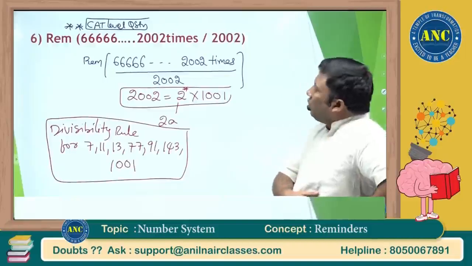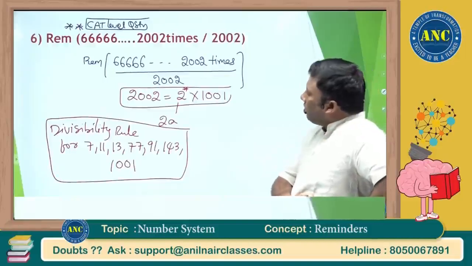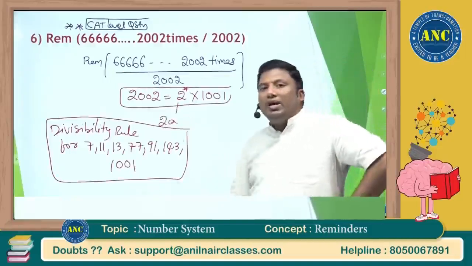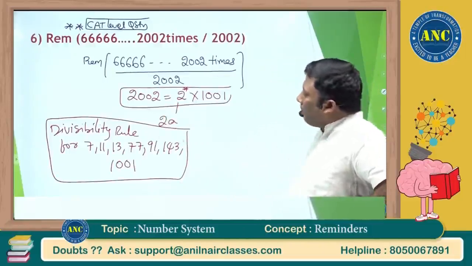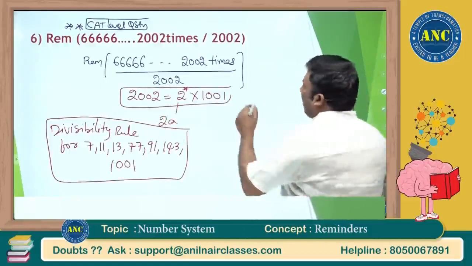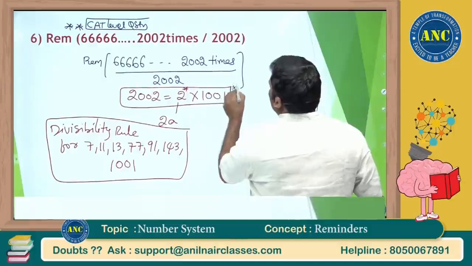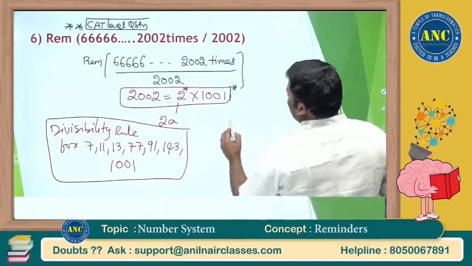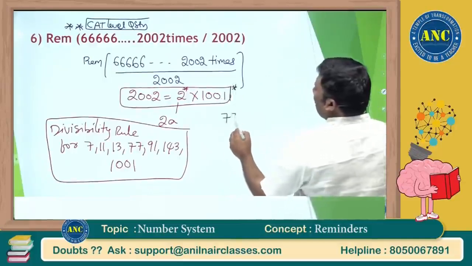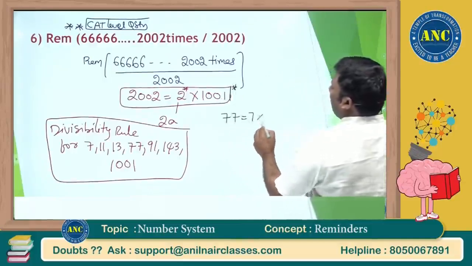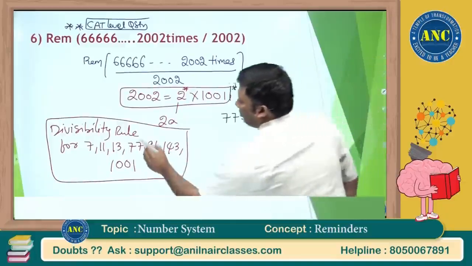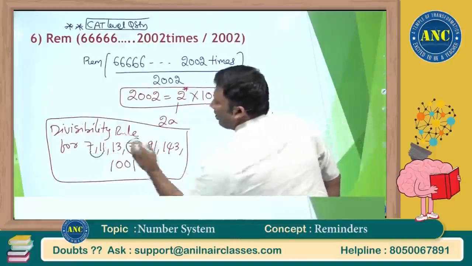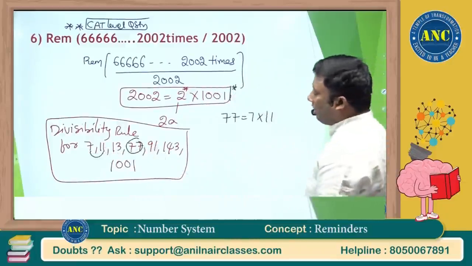2002 is 2 into 1001. 2 anyway, it is an even number. So perfectly divisible by 2. We are determining divisibility rule for 1001. See here, 77 is nothing but 7 into 11. This is a composite number. It can be written as a product of prime numbers.